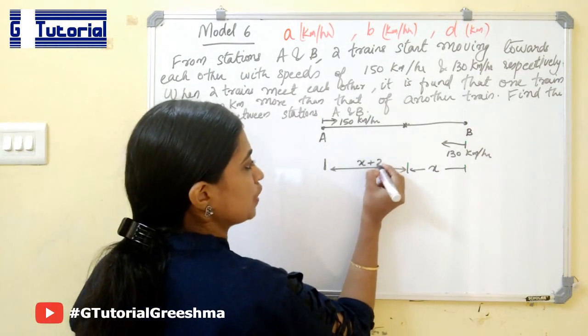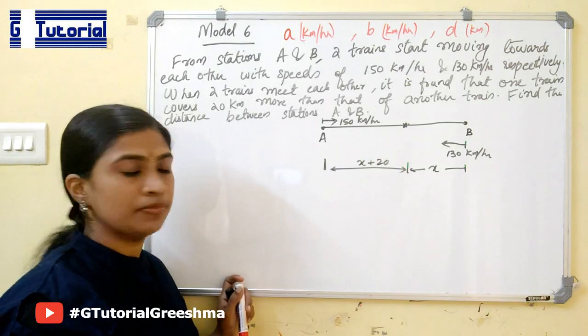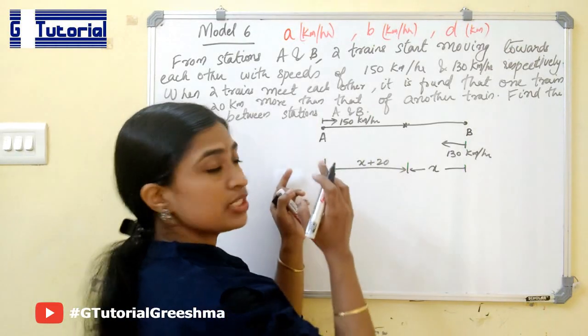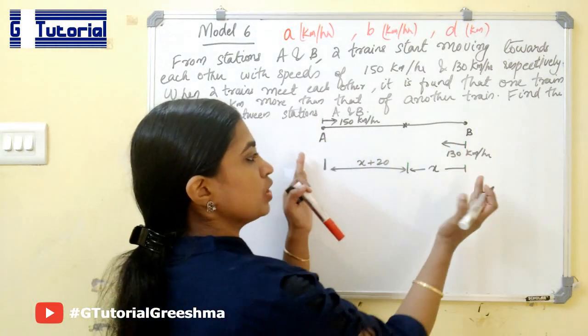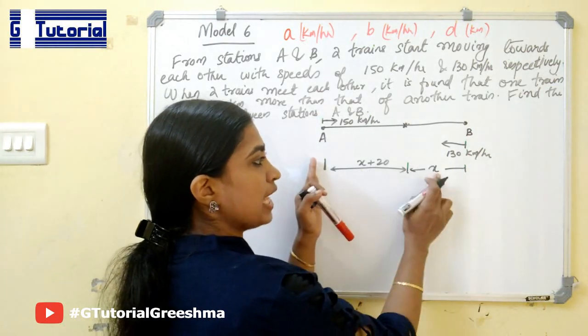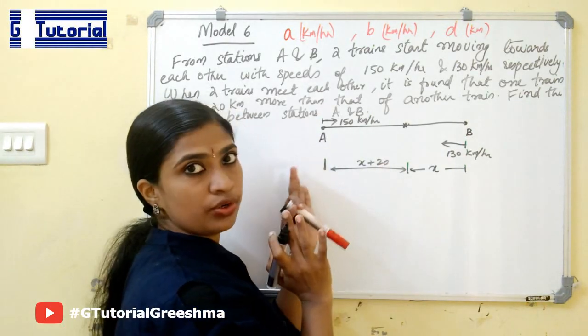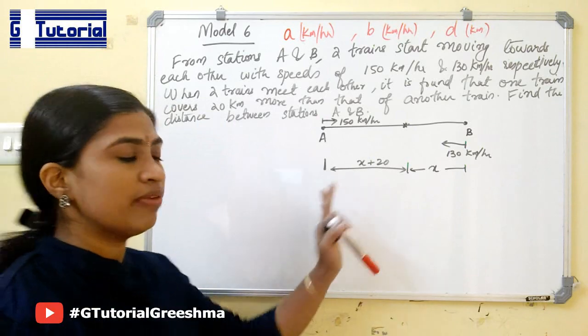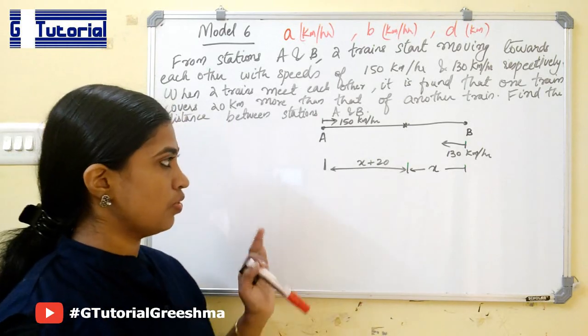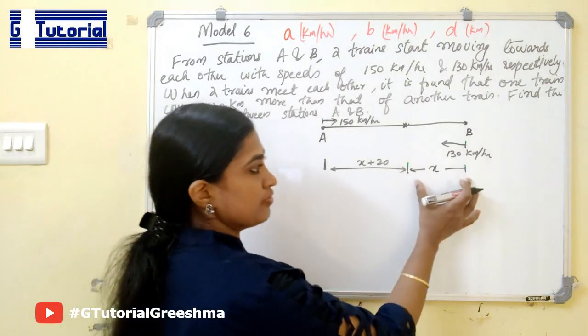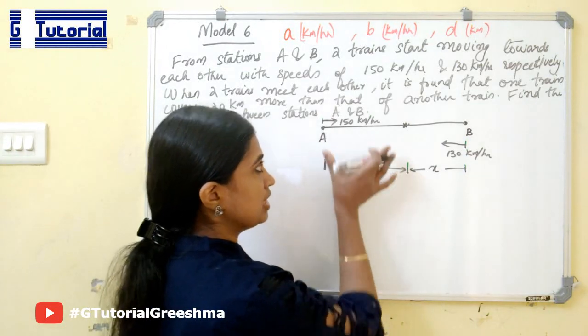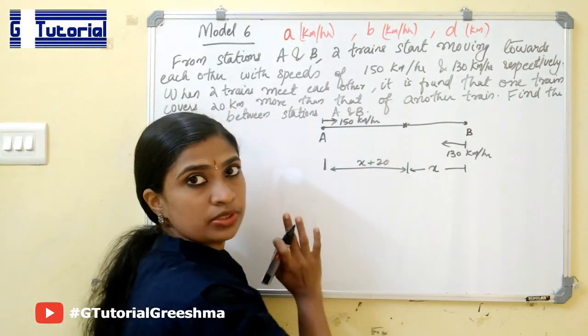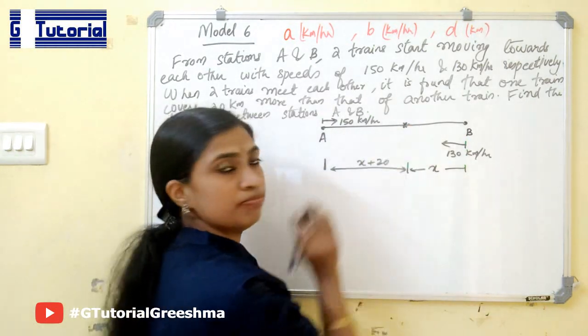X plus 20. We are asked to find the total distance between A and B. So the total distance will be x plus 20 plus x. This is the normal way of doing this problem. So x is the distance from here, and x plus 20 is the distance from A to this point. This is the point where both trains meet.